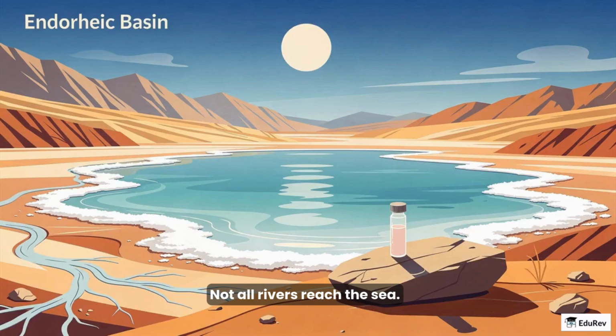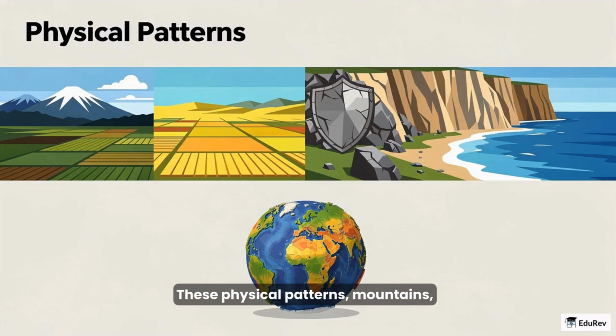Not all rivers reach the sea. The Great Basin in the western United States exemplifies endorheic drainage, where rivers terminate in saline lakes like the Great Salt Lake. These physical patterns, mountains, plains, shields, lakes, and coasts, influence climate, soil, natural resources, and where people live and farm, and they guide transportation corridors and political boundaries.